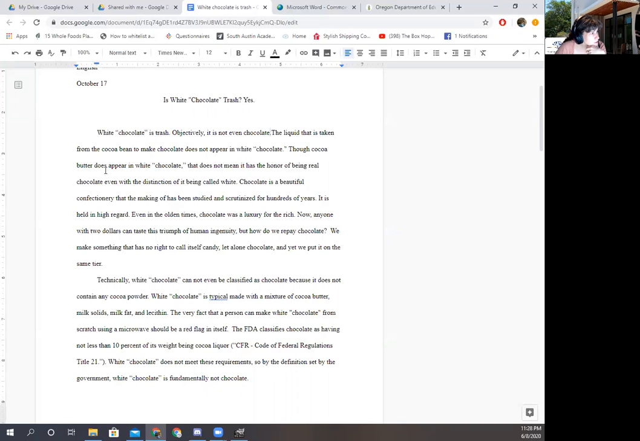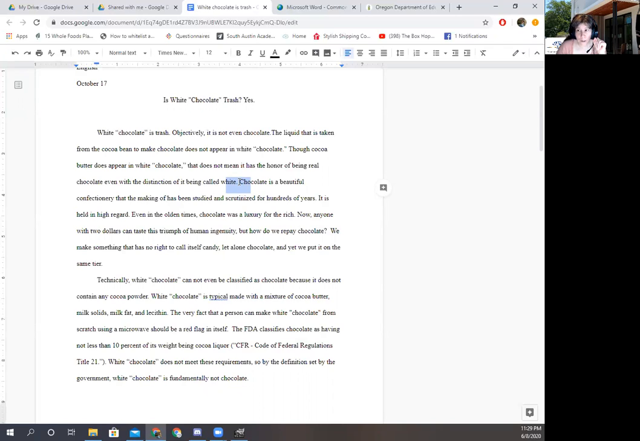The cocoa butter does appear in white chocolate. That does not mean it has the honor of being real chocolate, even with the distinction of it being called white. Okay? Little iffy on that sentence, but I'm still getting it. Chocolate is a beautiful confectionery. The making has been studied for hundreds of years. There's a little bit of a place where I don't think these 2 sentences flow together. I would like to see a better transition between here.